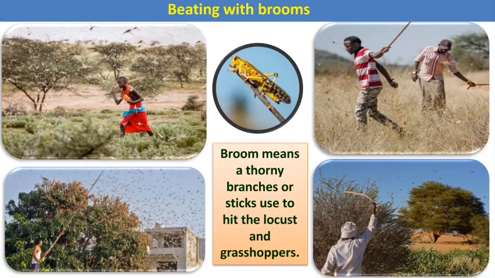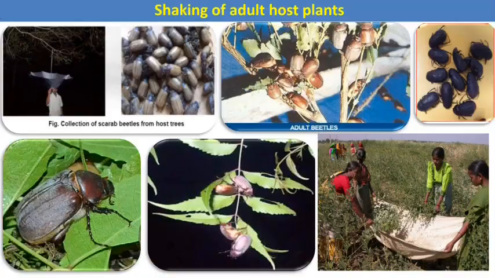Then next is beating with brooms. Brooms are nothing but thorny branches or sticky sticks. We can use these brooms or sticks to hit the locust and also the grasshopper. This is also one of the important techniques to kill the locust.